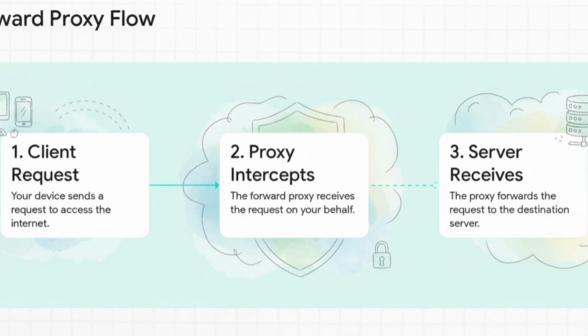So the flow is pretty simple. Your device sends a request. It hits the forward proxy first, and then the forward proxy sends it out to the internet. But here's the crucial part. The website you're visiting, it only ever sees the proxy's address. Your own IP address is completely hidden. As far as the rest of the world is concerned, it's the proxy that's asking for the information, not you.